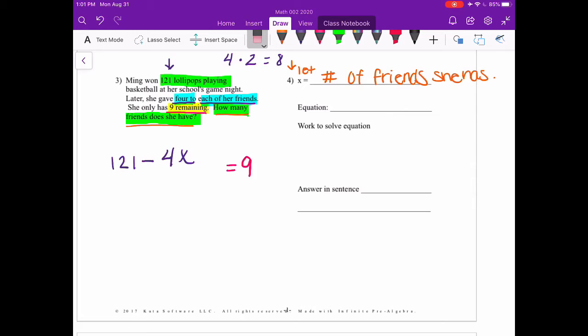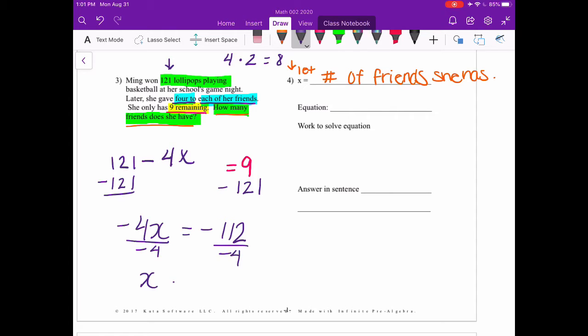Go ahead and solve this one on your own. Get x alone, and you'll have an answer. And I'll do that with you now. In this case, we're going to subtract 121. We're going to get negative 4x equals negative 112. And you're going to be left with, after you divide by negative 4 on both sides, x is equal to 28.